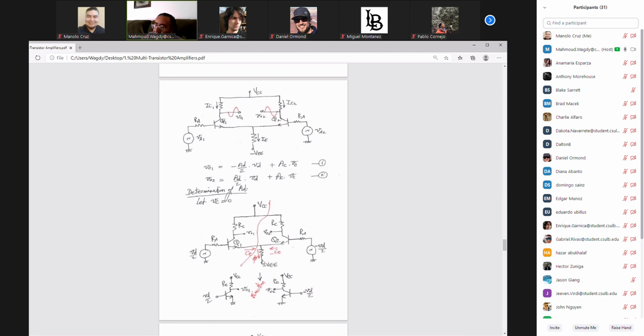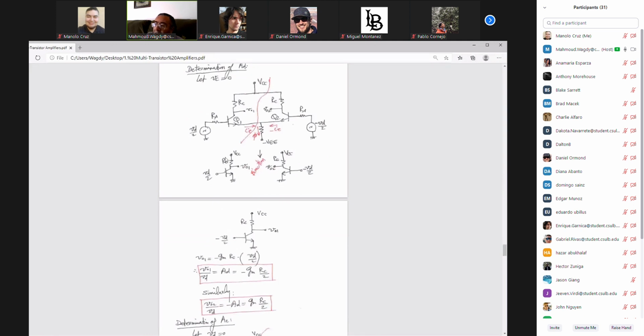When you do that, the problem boils down to two common emitter transistor amplifiers. When you consider this current to be zero, this is going to be shorted here. You end up with this being half of the circuit, and this the other half. It is sufficient to analyze only one half because, due to symmetry, the other half will give equal and opposite results. So we can take one half of the circuit only and analyze it.